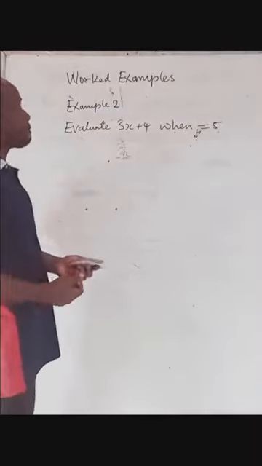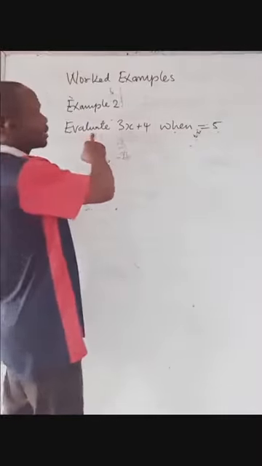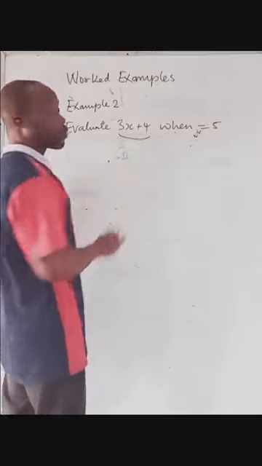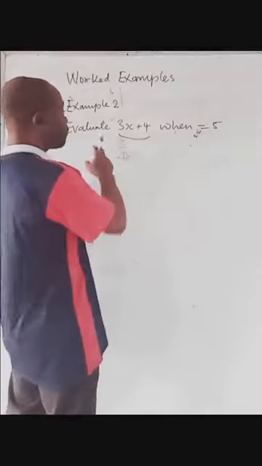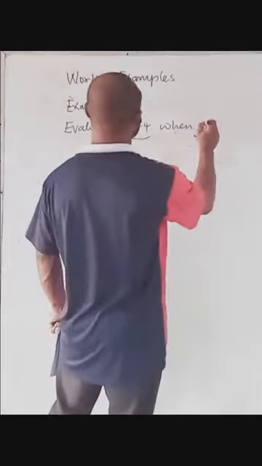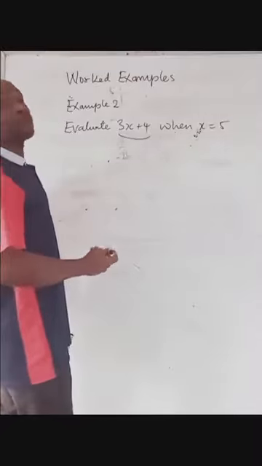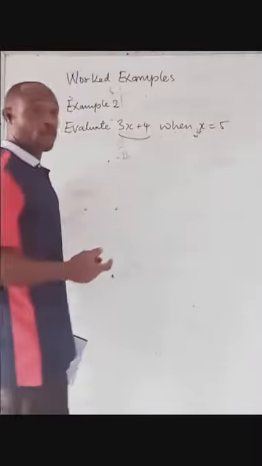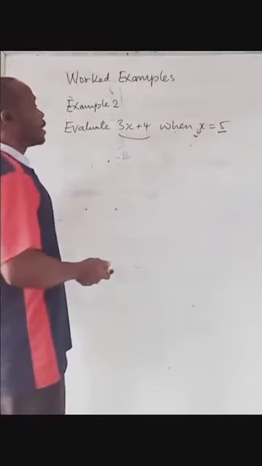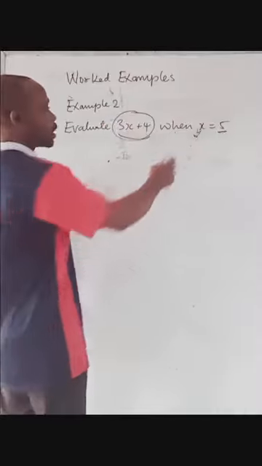Worked example 2. Now let's do this together. Evaluate 3x plus 4. 3x plus 4 is an algebraic expression. Evaluate 3x plus 4 when x is equal to 5. So what does that mean? When the value of the variable x is equal to 5, evaluate 3x plus 4. In other words, find the value of 3x plus 4 when x is 5.